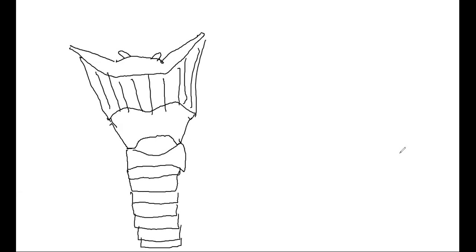Now remember, this is only a symbolic diagram. I'm using the touch screen to draw. Next, you have the tracheal rings. That's the second. That's third, fourth, fifth, sixth, and seventh. So we have the hyoid bone, thyroid membrane, thyroid cartilage, cricothyroid muscle and ligament, cricoid cartilage, and tracheal ring.